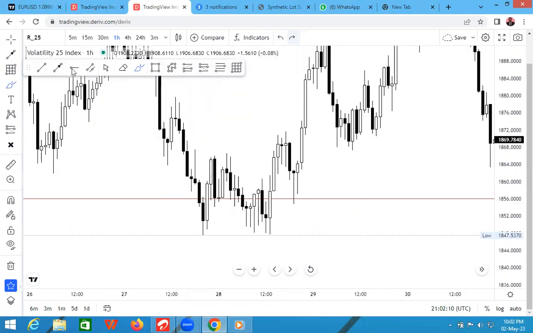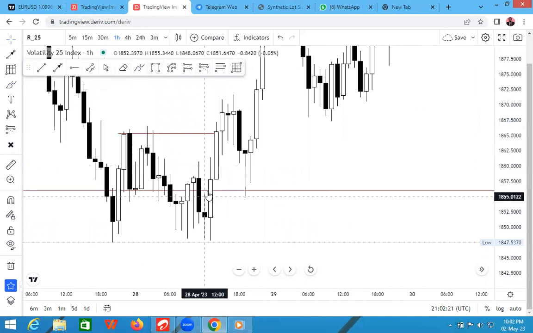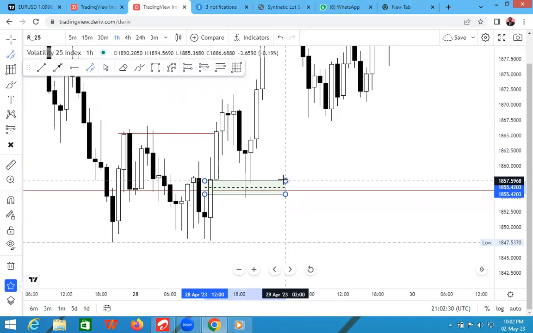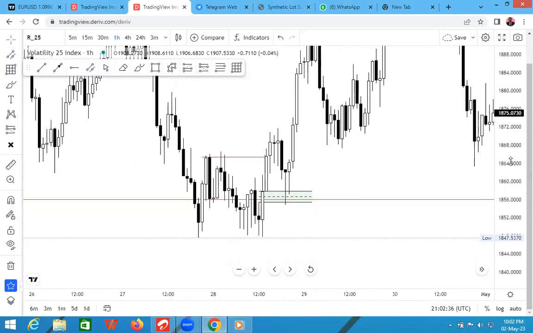So immediately I saw this break of structure, I knew that if price should come back, I'm going to buy. Now, where was price going to come to? Imbalance. You see that imbalance? That imbalance gives me extra confirmation that price will certainly come back. But price will come to close that imbalance.